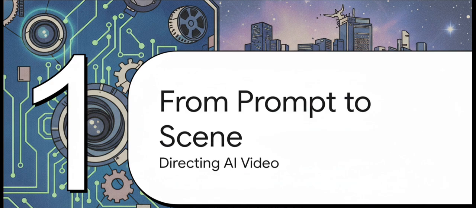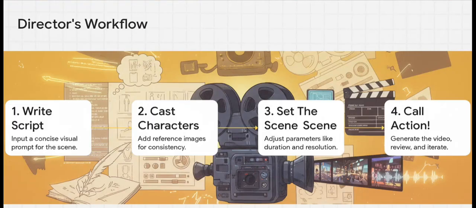Section 1, from prompt to scene. We're going to look at how you can direct your own AI video, pretty much becoming a virtual filmmaker. You know, the process is actually a lot like traditional filmmaking, and it really boils down to 4 key steps. First, you write your script. That's your prompt. Then you cast your characters, maybe using reference images to keep them looking the same from shot to shot. Next, you set the scene by tweaking all the parameters. And finally, you get to call action and generate the video.